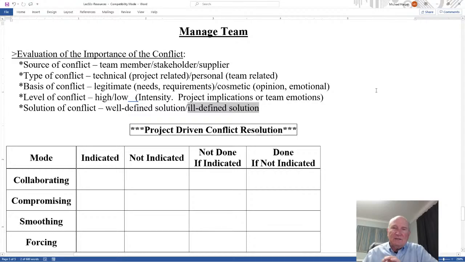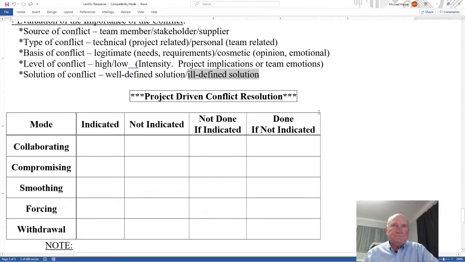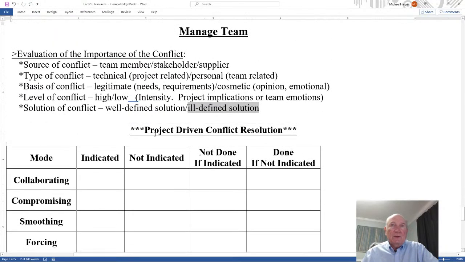So what is the solution of the conflict? If it's well-defined, then get on with it. Define it and move on. If it's ill-defined, then be careful of how you define it. The solution becomes more important than the conclusion. Okay, in other words, project-driven conflict resolution.